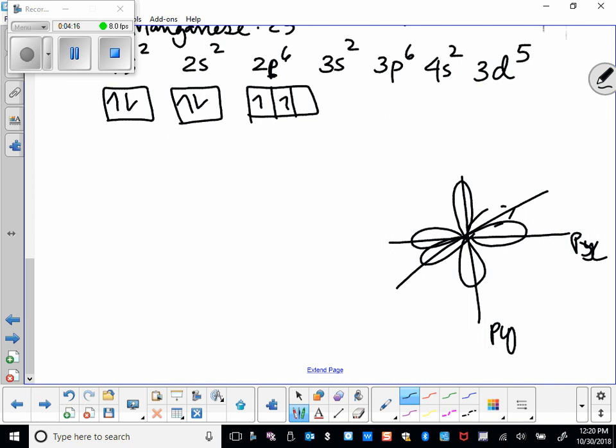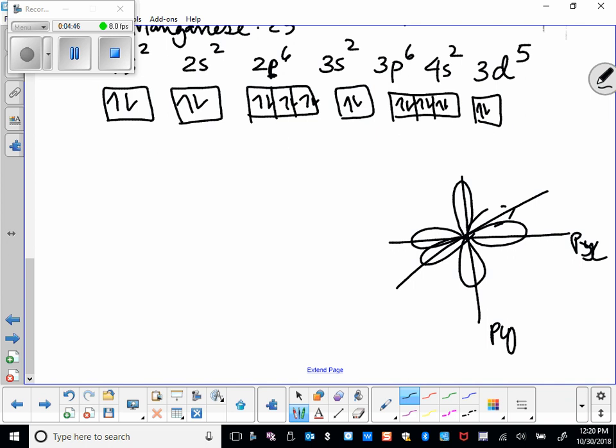1 in each. But then there are 6. So now it's forced to double up. Does that make sense? In S, S is lower in energy. It has to double up. Yes or no? In P, there are 3 orbitals. It will be forced to double up because there are 6. Is that right? Then comes 4s. It will double up there also. The next energy level is D.